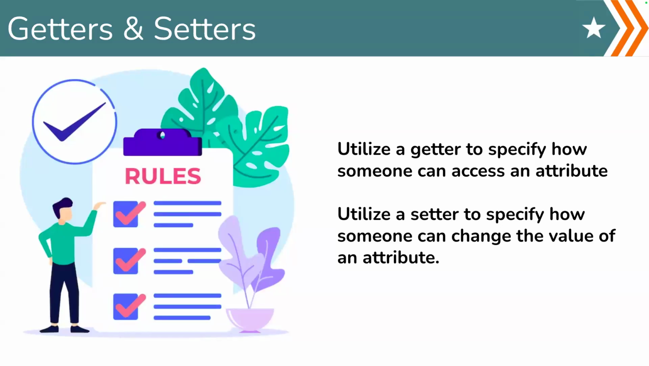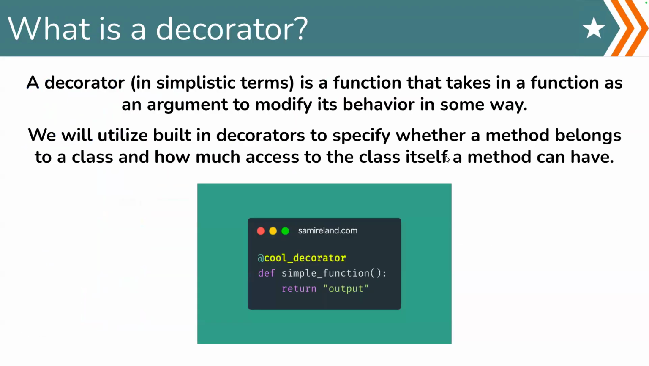All right, welcome everyone. In part two of our lecture, we're going to be mainly focusing on getters and setters. Now, we are going to dive a little bit into the concept of privatizing information as well. And that's where getters and setters are really going to come in. So getters and setters are utilized to specify how someone can access an attribute. Utilize the setter to specify how someone can change the value of an attribute or if a value of an attribute could change at all.